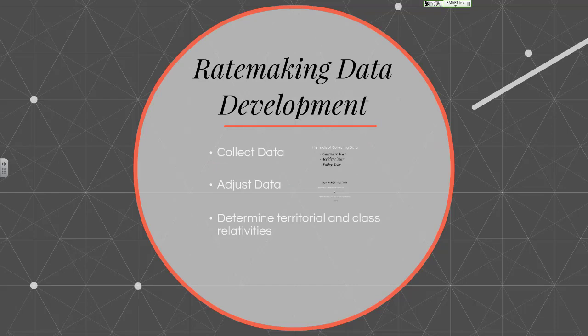The next step in rate-making data development is to determine territorial and class relativities. Since when calculating rates, companies will tend to look at an aggregation of all losses, or an adding up of losses, this would give you an inaccurate estimate of rate changes if you apply the same change to every class or territory. For example, if you added up losses in Louisiana after a hurricane and applied the exact same rate change to each territory, this would be unfair and would not appropriately reflect risk.